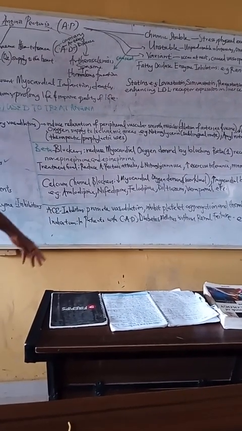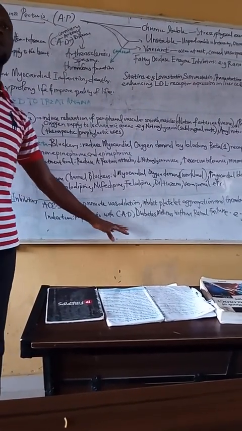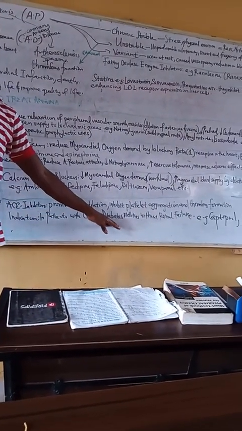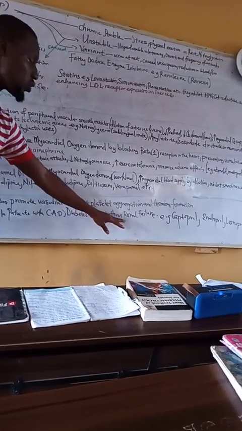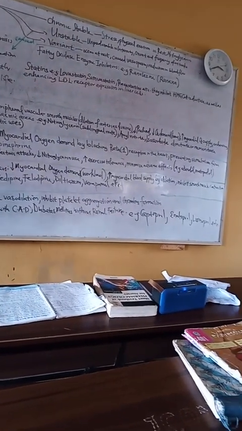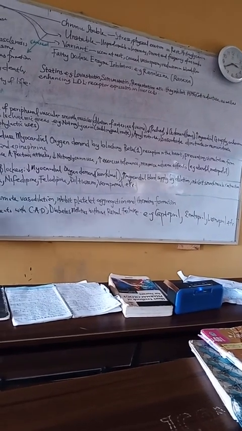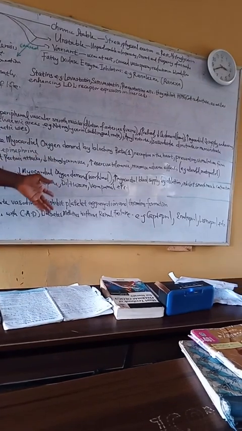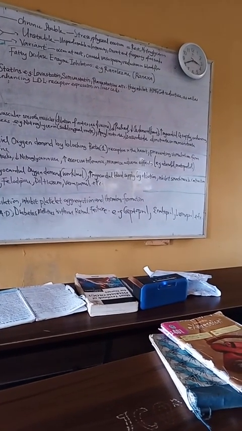But they will reduce platelet aggregation and reduce thrombus formation. So, what are the indications for use? You can give this maybe for a patient that has coronary artery disease with diabetes mellitus, but the patient must not suffer from renal failure because this just might affect blood supply to the kidneys. So you have captopril, enalapril, or lisinopril.